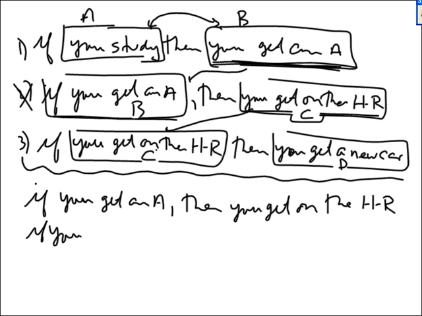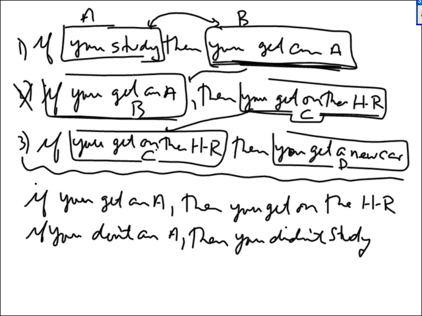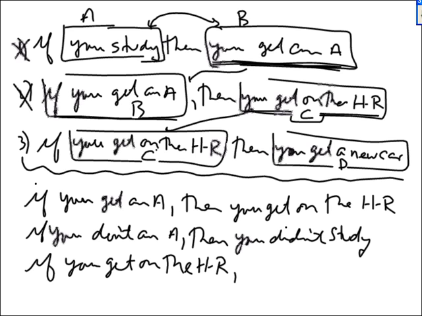If you get an A, well, we want to negate that. If you don't get an A, then you didn't study. So we just use statement 1. Now statement 3 remains, so I write down statement 3 next, and I won't use contrapositive. If you get on the honor roll, then you get a new car.